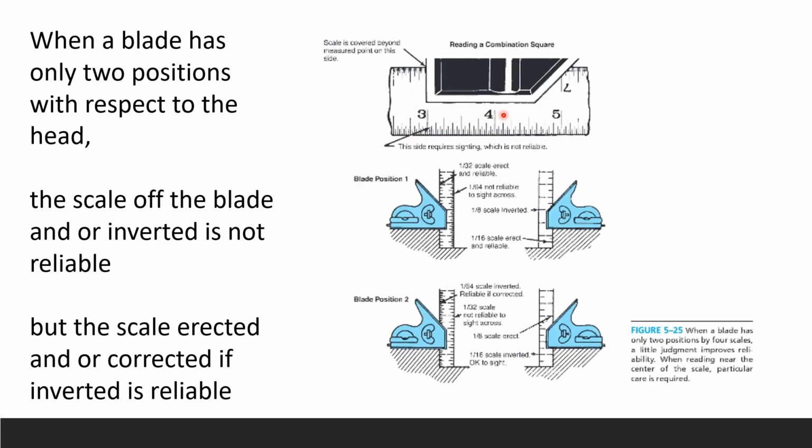When a blade has only 2 positions with respect to the head, the scale of the blade inverted is not reliable, but the scale erected is. So here I'm going to show you one right there. A scale that is erected, or corrected if inverted, is totally reliable.